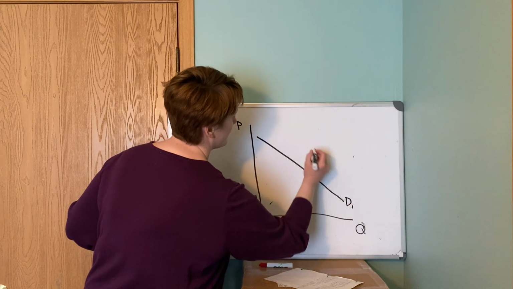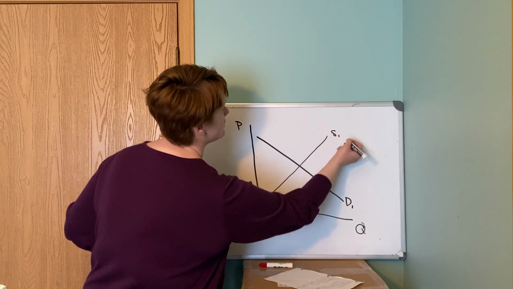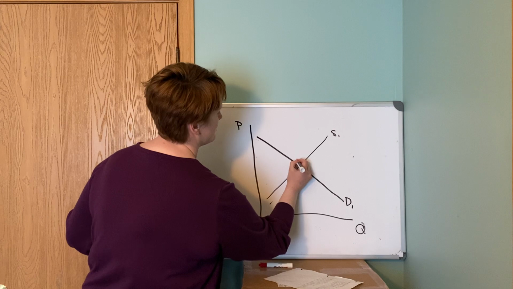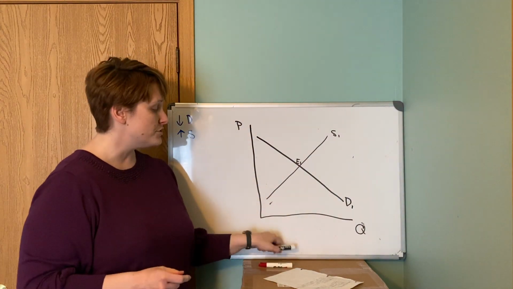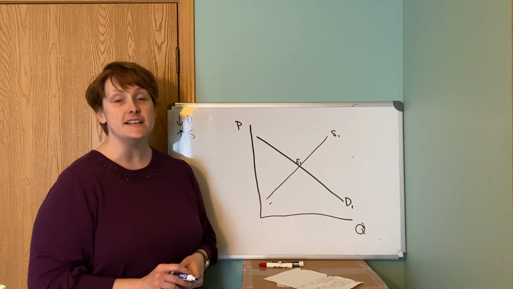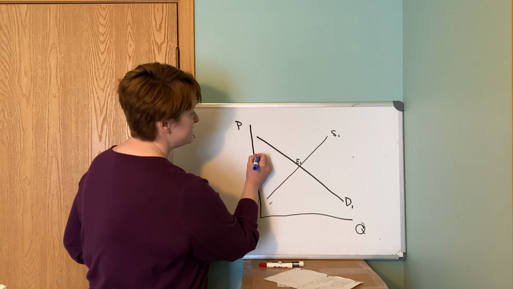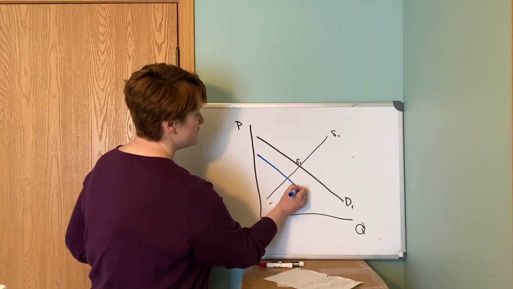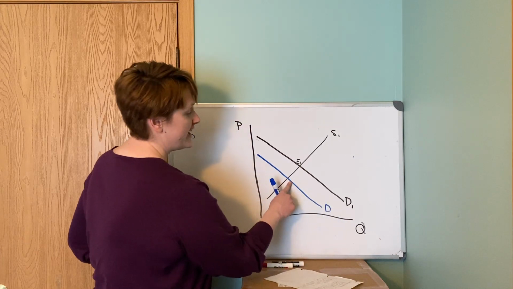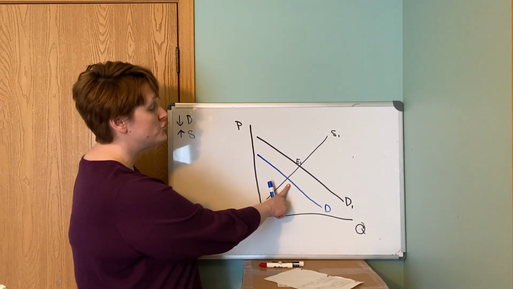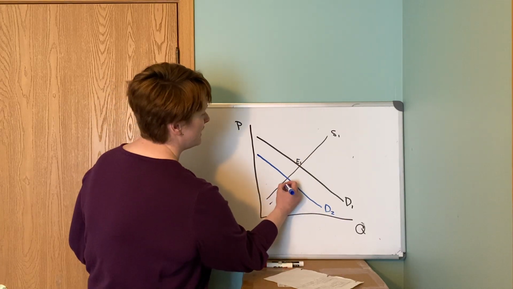D1, S1, E1. Following this through, first step is to decrease our demand. We know that a decrease in demand is a leftward shift of our demand curve. So we draw that down and we find our new equilibrium point where our new demand curve is equal to our original supply curve. Label this E2.